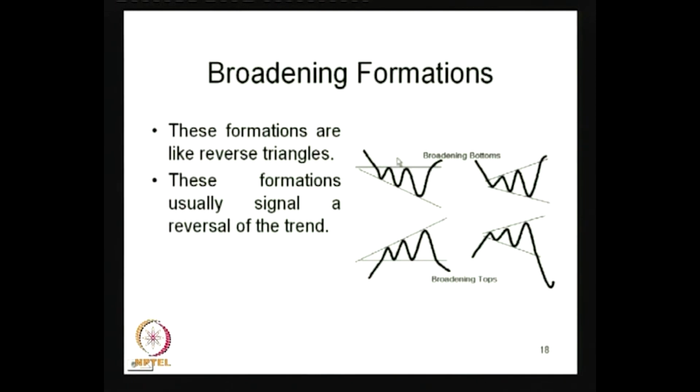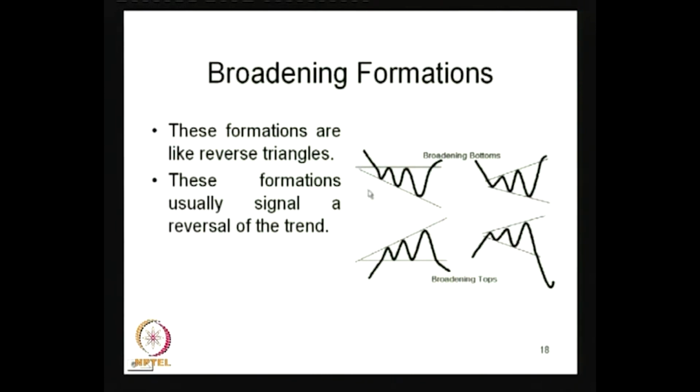Then the next thing is the broadening formations. What are broadening formations? They are basically just like reverse triangles, and these formations usually signal a reversal of the trend. If we find this kind of shape, broadening bottoms or broadening tops, in a prevailing trend, we can conclude that a reversal of the trend will happen in the near future.